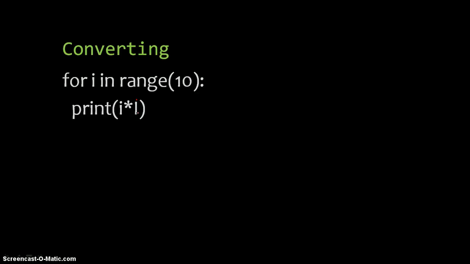And it's going to print i times i. So in other words, it's going to print 0 times 0, 1 times 1, 2 times 2, 3 times 3, 4 times 4, all the way up to 9 times 9. And that's what it's going to print every time.